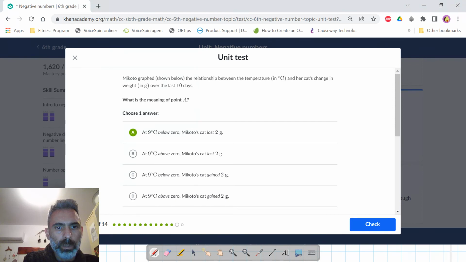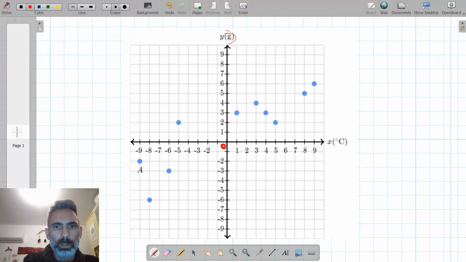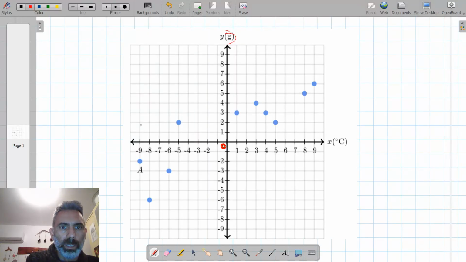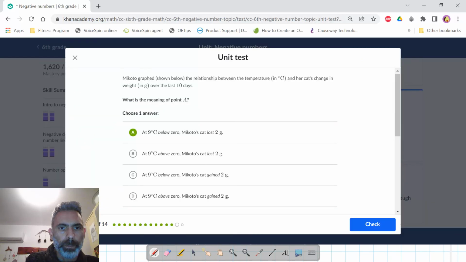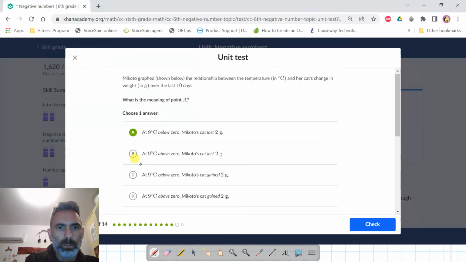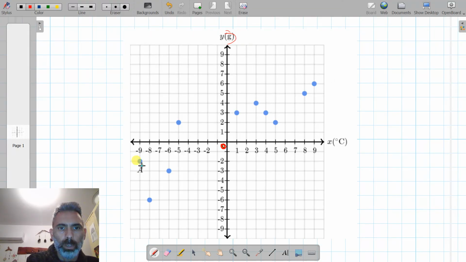Let's examine the other options. At 9 above 0, no, point A is not 9 degrees above 0. At 9 degrees below 0, if he would have gained 2 grams, it should have been here. 9 degrees above 0, it's not above 0. Okay, so that's the right option. At 9 degrees Celsius below 0, Mikoto's cat lost 2 grams.